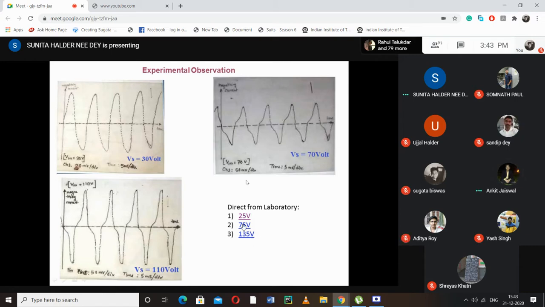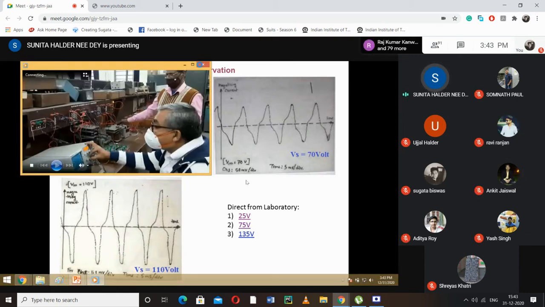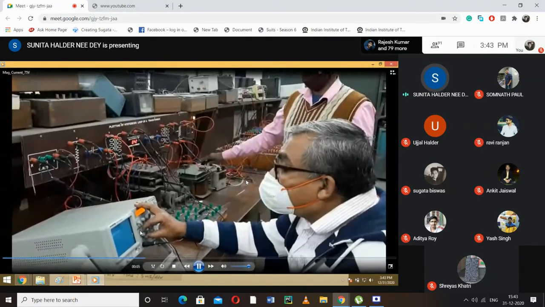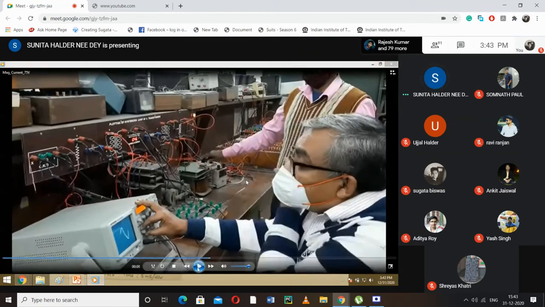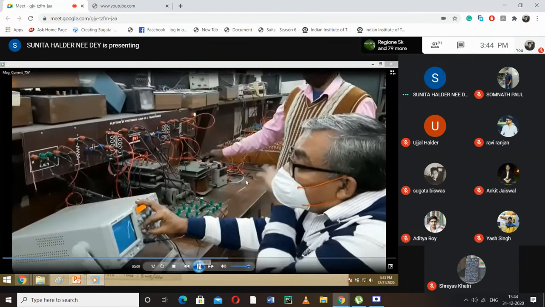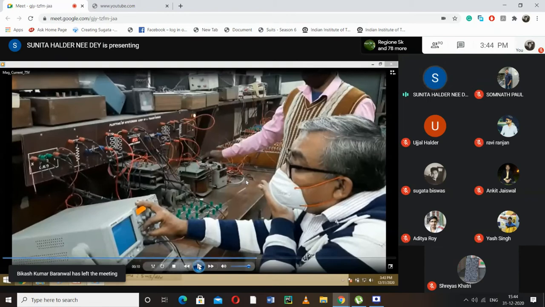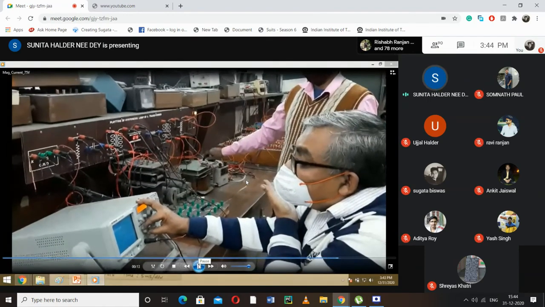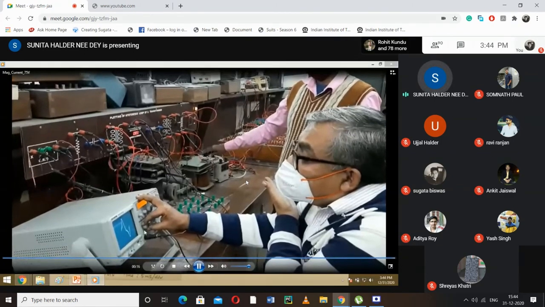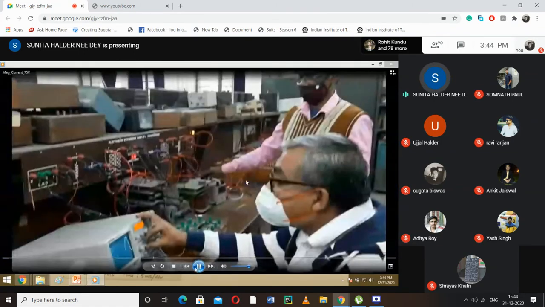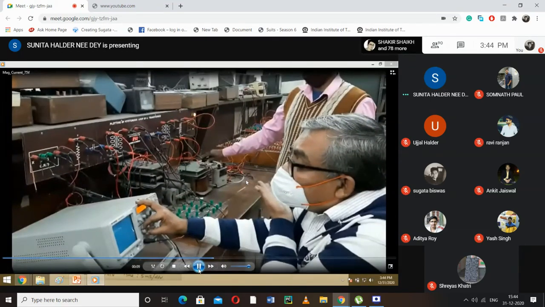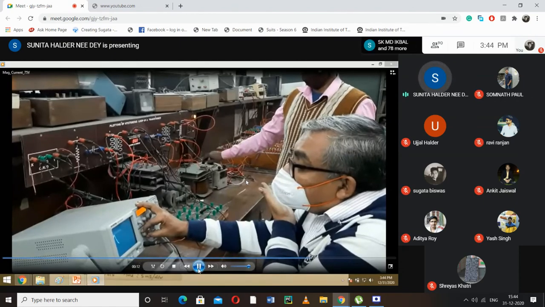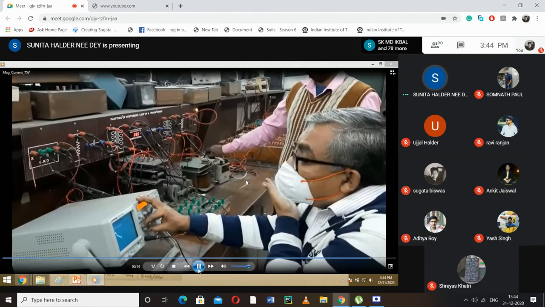Yes, ma'am. So similarly for 75 volt, if you see from the lab, if they have adjusted 75 volt, then you can see this one. They get it in this way. It is going faster, so now he is adjusting the scale. So we are getting this one. He is adjusting the scale, so it is getting smaller. So in this way, it is done in the laboratory.